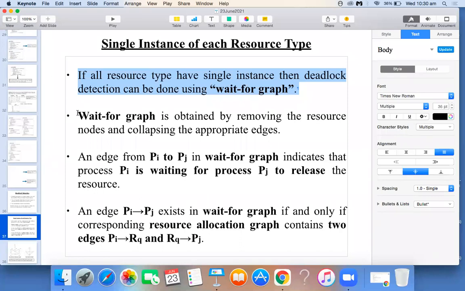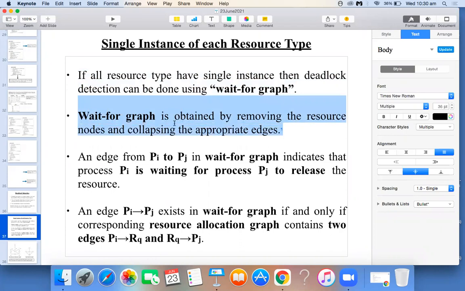That's what you can see in the second point, which is highlighted here. The wait for graph is obtained. How do you obtain it? By removing the resource nodes and the corresponding edges. Wherever the resource nodes are present, you have to remove all those resource nodes, and whatever edges are connected to those nodes, you remove them as well. Then you are going to get the wait for graph.